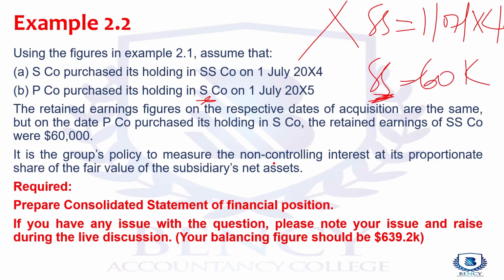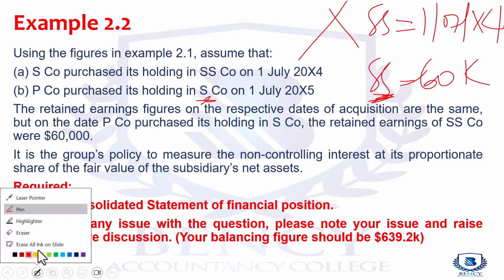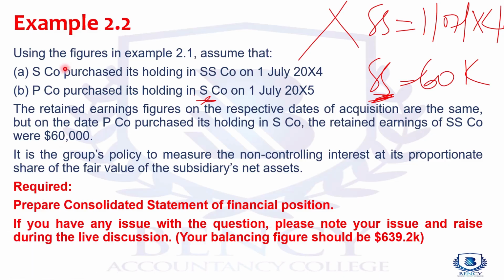You get it? Because when P acquired S, the retained earnings will be given. But in the previous illustration, the retained earnings when P acquired S was not there. So the examiner is telling us that at the date that P acquires its investment in S, the retained earnings of SS on that date was 60,000. When you are doing your workings, the retained earnings of SS at the date of acquisition is going to be 60,000. So we ignore any previous retained earnings. Okay, very simple. Go through.